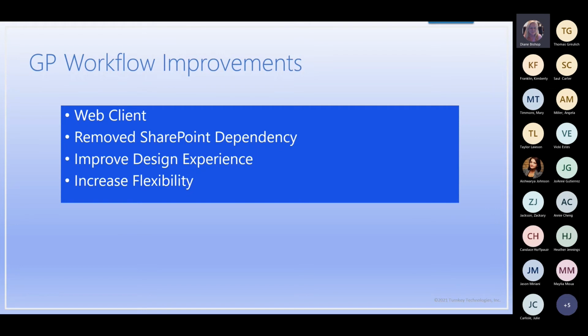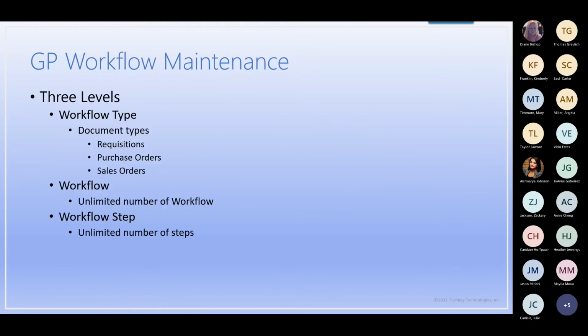The first place we're going to start is the GP workflow maintenance. You have 3 levels of maintenance. You've got the workflow type, and you'll have document types for each of your documents. This is just to name a few: requisitions, purchase orders, sales orders. And the next, you have the workflow itself. And you can have an unlimited number of workflows for each of the types. And you just create several of them and you make it active. You can have unlimited number of steps. And what this means is the steps in the workflow.